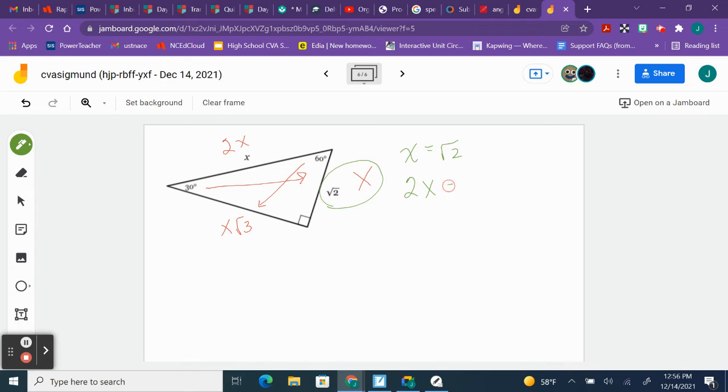So we're going to plug in 2 times the square root of 2. And that's it. Because you can't simplify it anymore. The square root of 2 is the square root of 2. When it's across from 30, that's beautiful too, because then you don't have to do quite as much math. And like I said, that one's not really an option for your Pythagorean theorem.